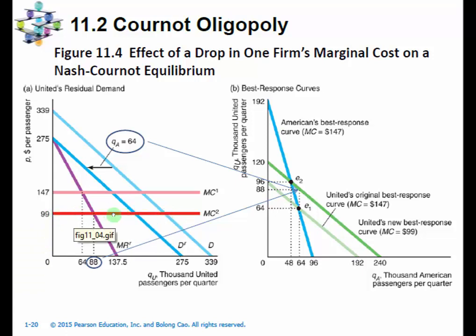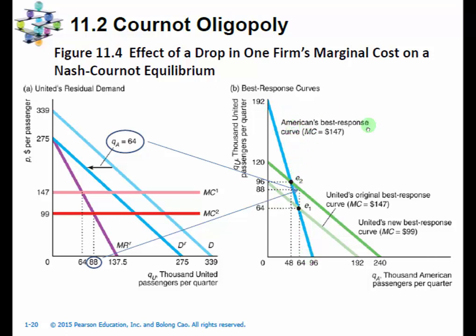That's where the marginal revenue meets the marginal cost for the monopoly United Airlines when United believes QA equals 0. So this is the monopoly output for United. QA is 0, United provides 120 units to the market. We can link 0, 120, and 240, 0 together. That's United Airlines' new best response curve. And this new best response curve meets American Airlines' old best response curve at E2.